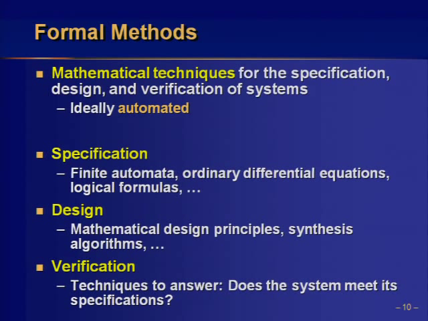So formal methods are mathematical techniques for the specification, design, and verification of systems. And ideally, these techniques should be automated. We should have automated tool support to help us analyze system correctness and dependability. So by specification, I mean that we describe what the system is supposed to do using mathematical objects like finite automata or a system of differential equations or a set of logical formulas and so forth.